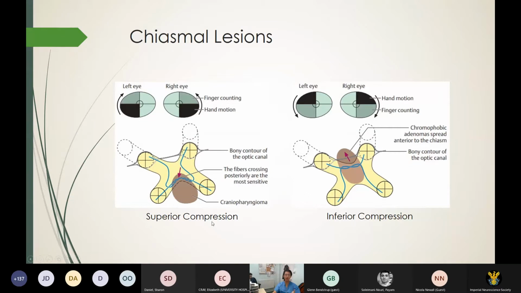Obviously, if you leave it for long enough, they will all get a bitemporal hemianopia, and if you leave it for even longer, they'll all just go blind. So it depends at what stage you pick it up as to what visual field defects you're going to pick up.